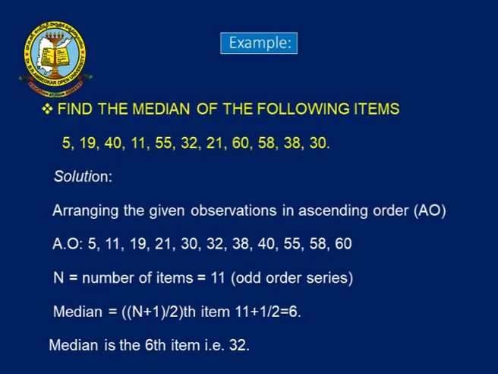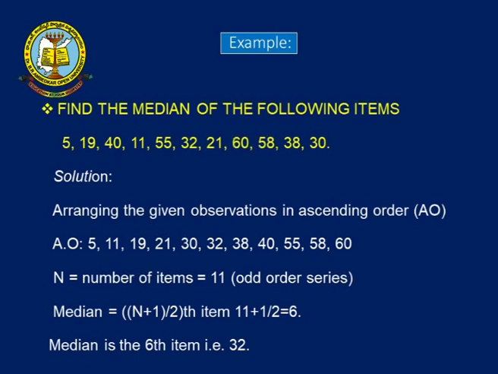Next, count the number of observations. Here capital N is equal to 11 observations. 11 means an odd number of observations. Then the median is the (n plus 1) by 2th item. Substitute the n value: (11 plus 1) by 2 means 12 by 2, which is 6, the 6th observation. First observation is 5, second 11, third 19, fourth 21, fifth 30, sixth 32. Therefore the median is the sixth item, that is 32.